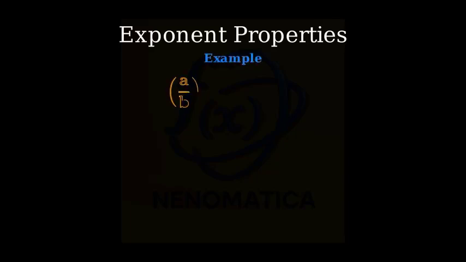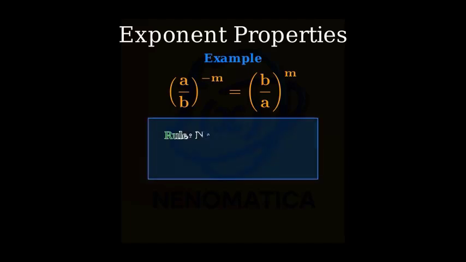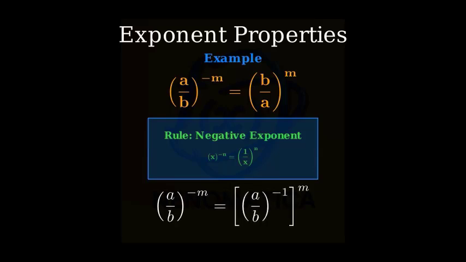Here we want to prove that (a/b) raised to the power of negative m equals (b/a) raised to the power of m. Let's begin by rewriting the expression on the left side. We know that (a/b) raised to negative m can be written as (a/b) raised to negative 1, and that whole expression raised to the power of m.